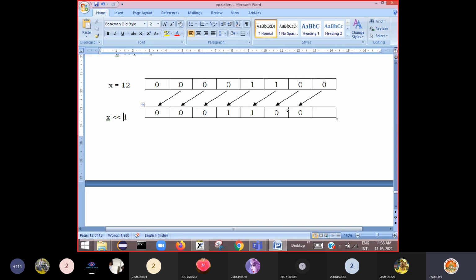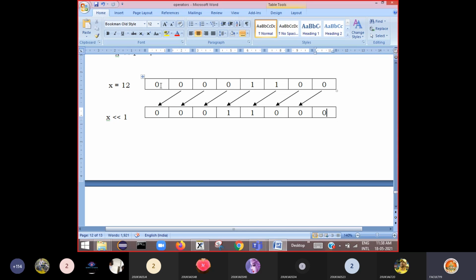If you move 2 bit positions, 2 vacant positions will be created. If you move 3 bits, then 3 vacant positions will be created here. And these vacant positions will be filled with a 0. Vacant positions will be filled automatically with 0 by the compiler.